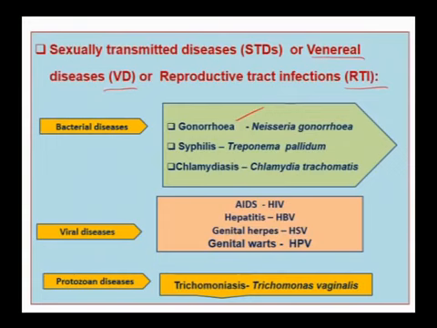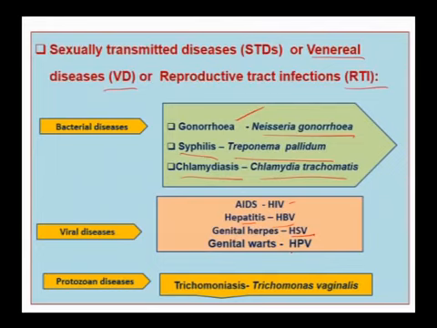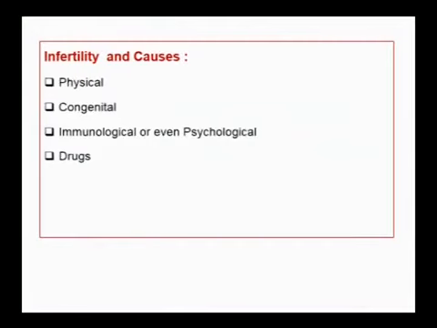Gonorrhea is caused by Neisseria gonorrhoeae, a bacterium. Syphilis is caused by Treponema pallidum, and chlamydiasis is caused by Chlamydia trachomatis. AIDS is caused by the HIV virus, human immunodeficiency virus. Hepatitis is caused by the hepatitis B virus. Genital herpes is caused by herpes simplex virus, and genital warts are caused by human papilloma virus, HPV. These are the sexually transmitted diseases.